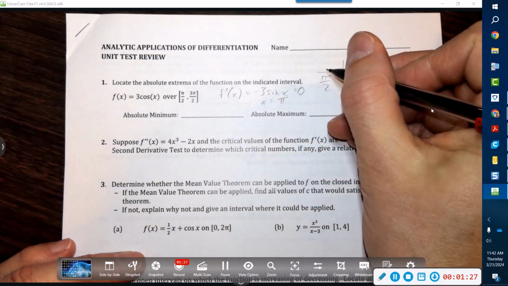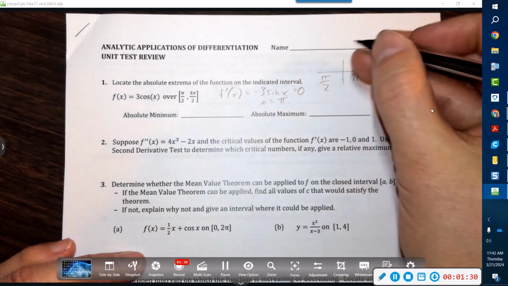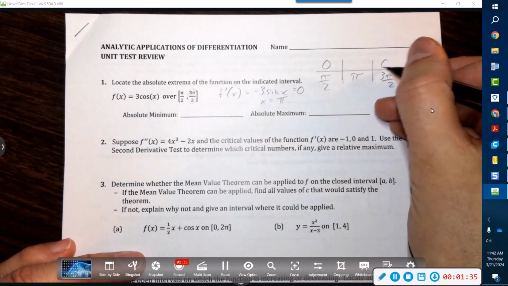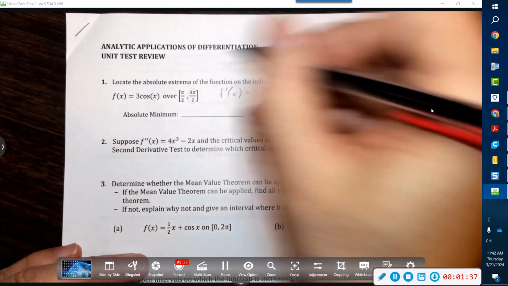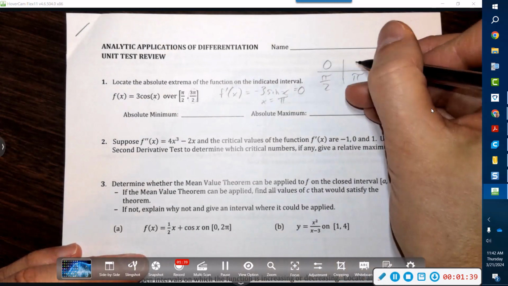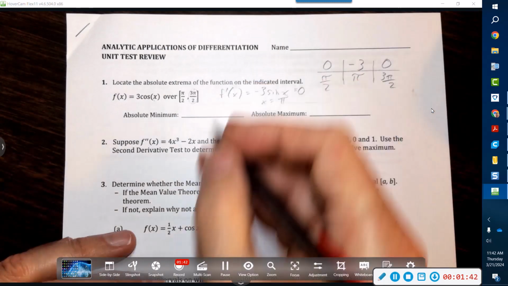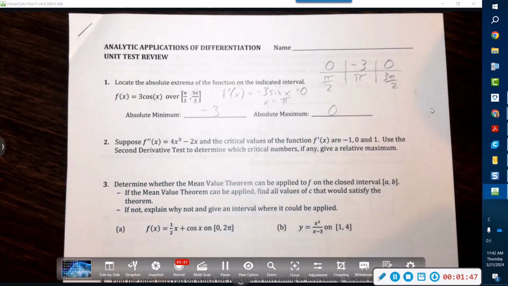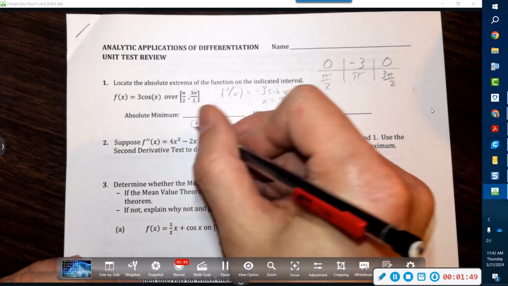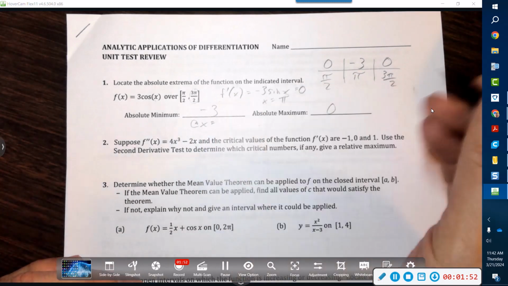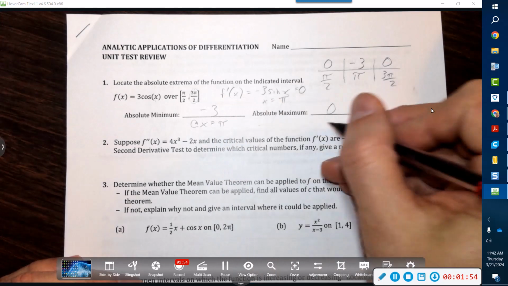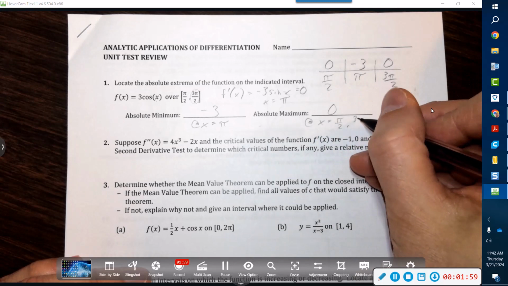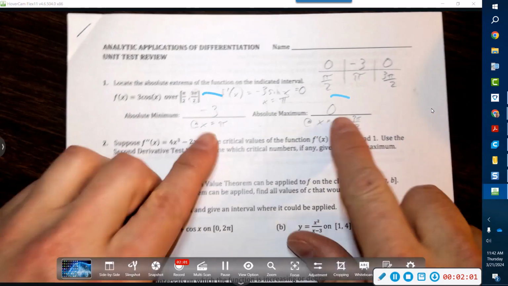Okay, now when I plug pi over 2 into the original function, I will get 0. And if I plug this guy into the original function, I will also get 0. But if I put pi into the original function, I'm actually going to get negative 3. So it looks like we have an absolute minimum of negative 3 and a max at 0. And that is sufficient. If, for whatever reason, we need to specify where exactly that happens, we can write this just for clarity. But this does answer the question.